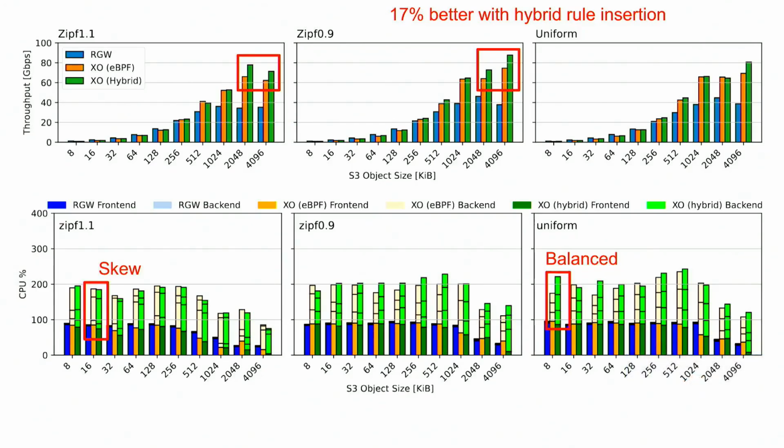We can also see that because the offloading in this case is dictated by object location rather than policy, in the uniform case, the CPU load for the backends is quite balanced, whereas on the left-hand side, we can see there is a skew.